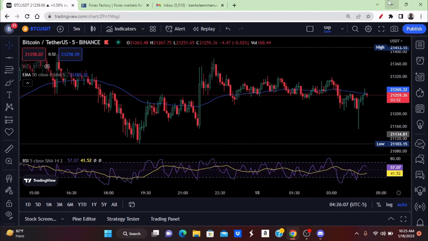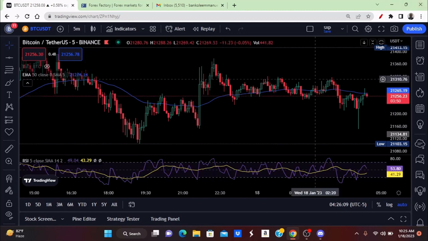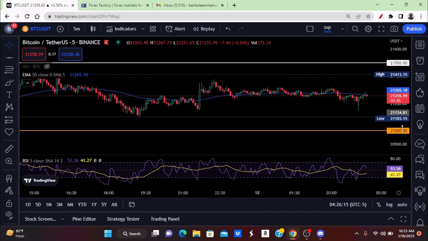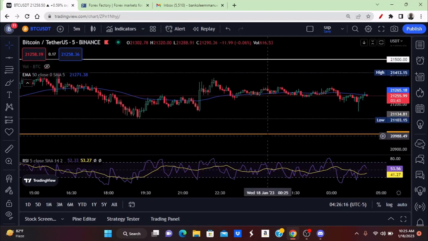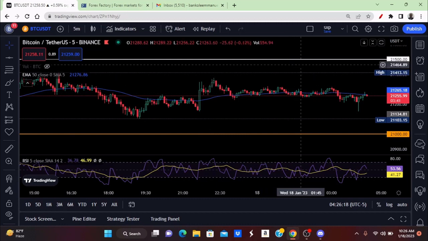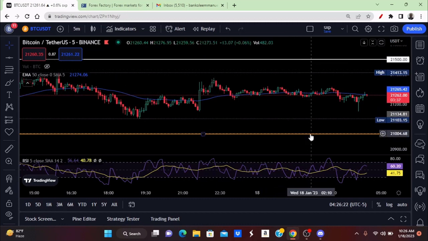So here we are on the 5 minute time frame, and you can see that you can't even see our levels. But if I try to scroll down, you can see that the levels are properly there. You can see it. This is the 20,000 level, and this is the 21,000. This is the 21,000 level, and this is the 21,500 level.